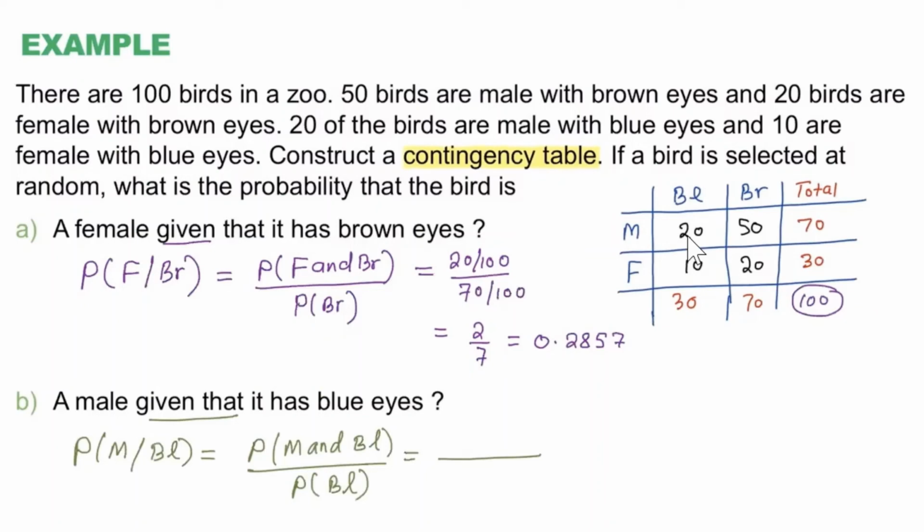Yes. 20 out of 100. And how many birds are blue-eyed? You can see 30 here. 30 birds are blue-eyed. 30 out of 100. So 100 and 100 cancel. You'll get 20 over 30 or 2 over 3. Okay. Which is equal to, you can change it to decimal. Tell me how much is 2 divided by 3. 0.66 continuing. Yeah, 6667. Let me write up to 4 decimal places.